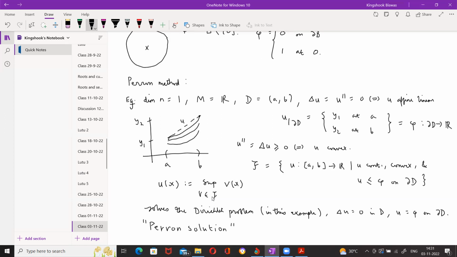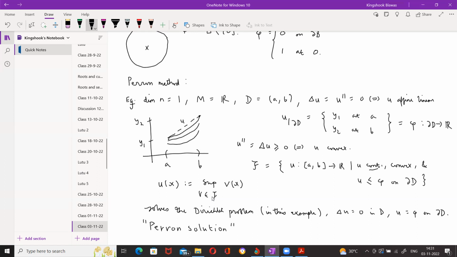One feature of the Perron method is that we look at continuous functions. I'm not assuming C2 here. I'm just looking at continuous convex functions, right? Convexity makes sense for continuous functions. We don't need to assume any derivatives in the definition of convexity.